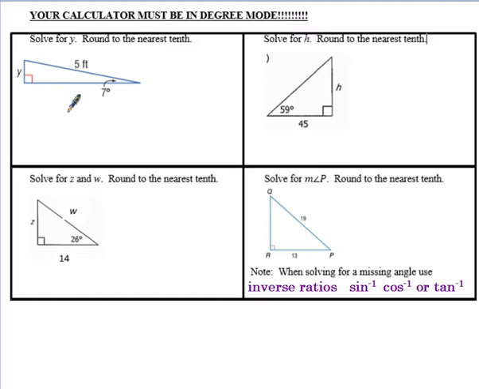For this problem here, we're given an angle. Notice we have our 90-degree angle, and then we're given that this is 7 degrees. I recommend that any given angle become your reference angle. So I'm going to call this my reference angle. Now I'm going to label my sides like a good student should. So this is opposite my reference angle. This is adjacent, and this is hypotenuse.